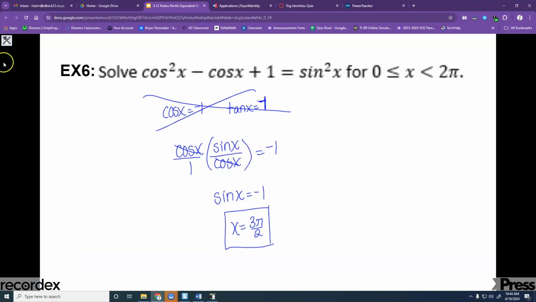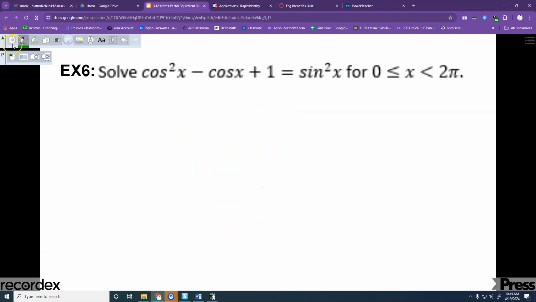All right, is this the last one? Yeah. Here's our last one. All right, this one is a trig equation. I've got cosine squared x minus cosine x plus 1 equals sine squared x. So, I can't, having cosine squared and sine squared is a problem. Maybe I could change it to 1. Am I going to be able to change that to 1?